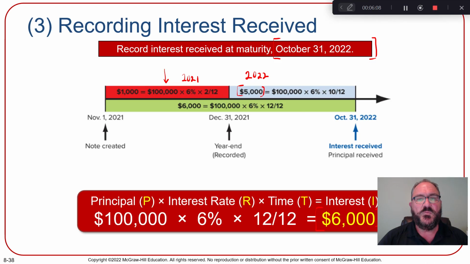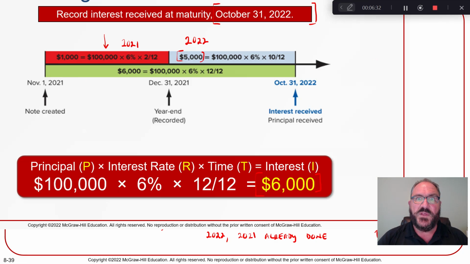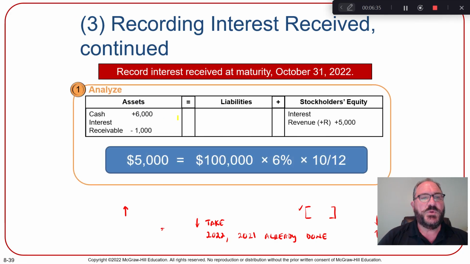Now what happens? So we have that note. We got $1,000 of it in this year, and then we got $5,000 over here, right? So let's see what happens when 2022 comes along, October 31st, and we get all the money. So now we have $100,000 plus this $6,000 in interest, right? $5,000 for the new year. So notice what happens. We get the cash, we get $6,000. We get rid of our receivable, and then we show interest revenue of $5,000.